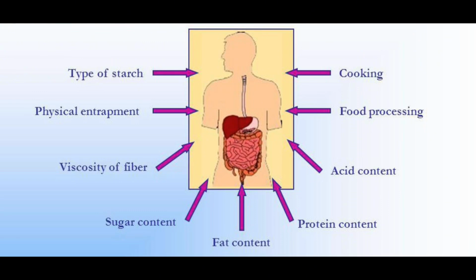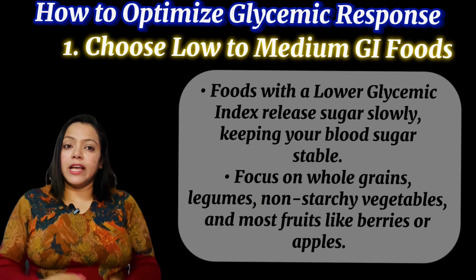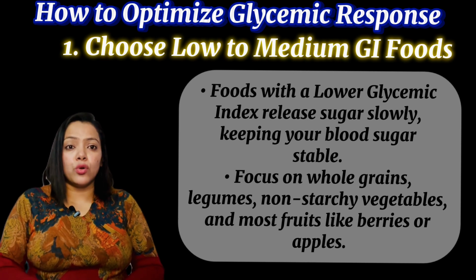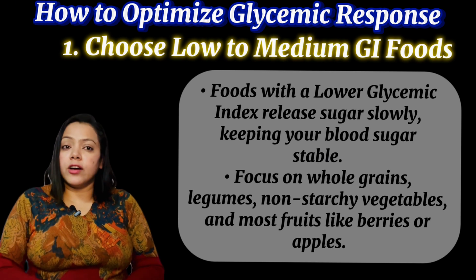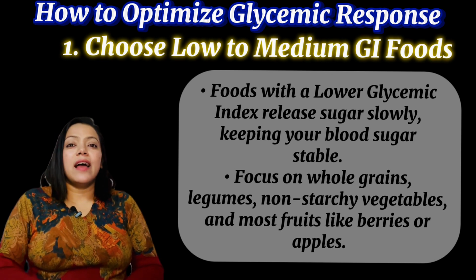After this, we need to know how to optimize glycemic response. Number 1, choose low to medium GI foods. As we discussed, foods with a low GI release sugar slowly, keeping your blood sugar stable. Focus on whole grains, legumes, non-starchy vegetables, and most fruits like berries or apples.